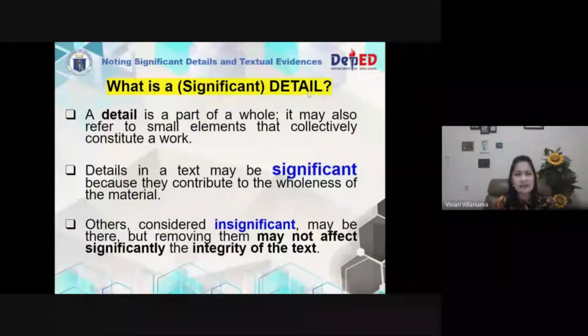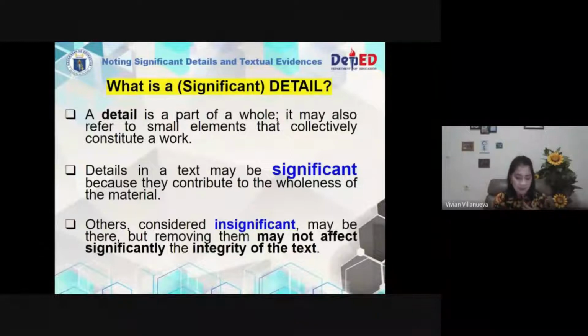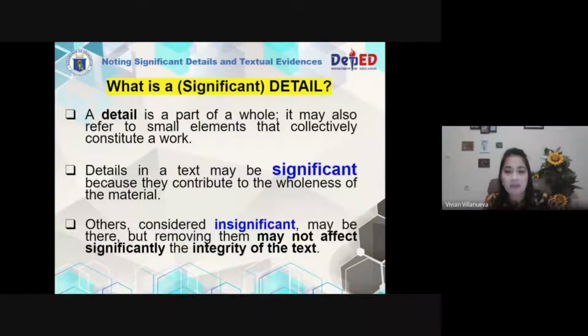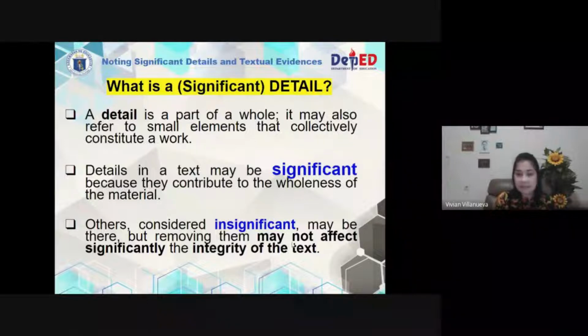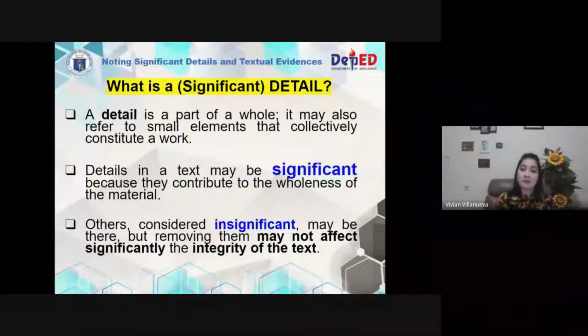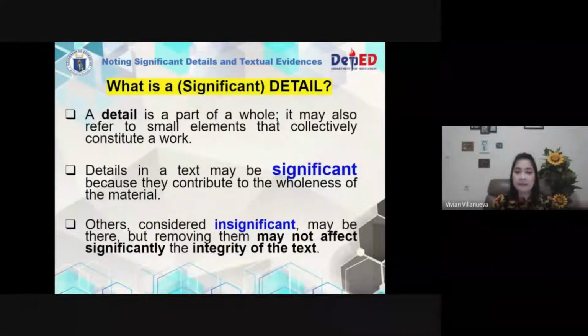Now, significant details. Kanina pa si Miss Vivian talking about significant details. You're taking some significant details in Miss Vivian's life. I'm also taking significant details in your life. I've been telling you details, okay? Because it's a part of a whole. It may also refer to small elements that collectively constitute a work. Okay, and there are some significant and insignificant, but you may not remove the insignificant because sometimes it may also affect significantly the integrity of the text.